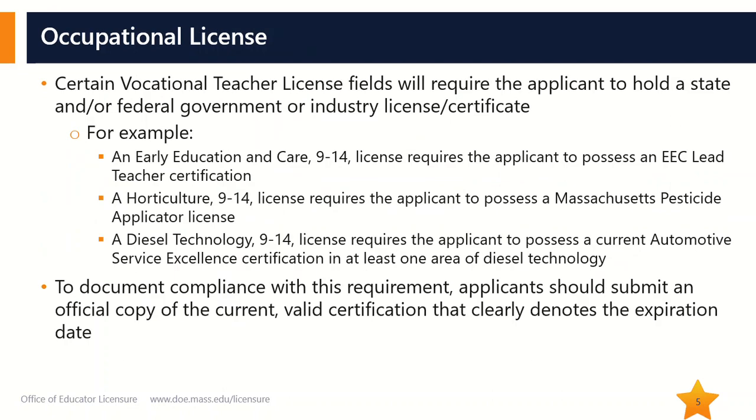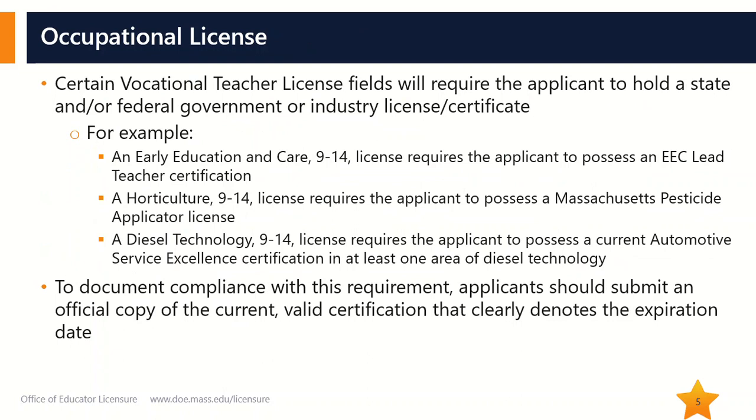Certain vocational fields will require educators to hold a state, federal, or industry license or certification relevant to their field in addition to their vocational educator license. For example, an applicant for an Early Education and Care 9 to 14 license must also possess the Lead Teacher certification issued by the Massachusetts Department of Early Education and Care. An applicant for a Horticulture 9 to 14 license is required to also hold a Massachusetts Pesticide Applicator license issued by the Massachusetts Department of Public Safety.